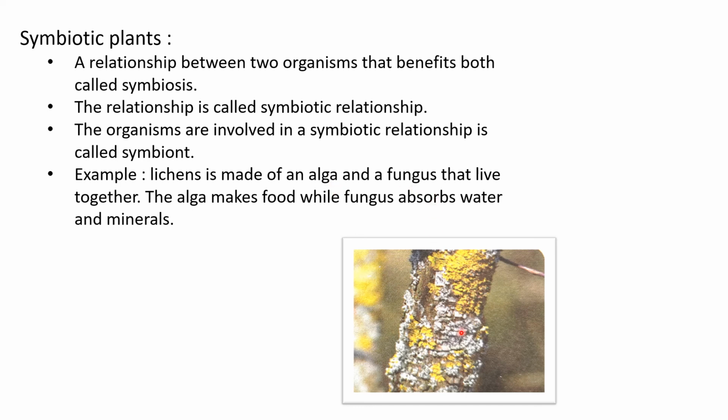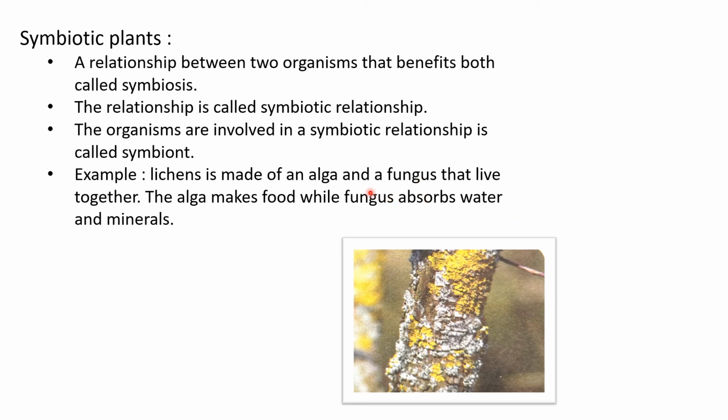So here is the lichen picture. Lichen is a symbiotic relationship where one alga and one fungus are present, and in algae we can see the chlorophyll. So they make the food. They can make their own food by the process of photosynthesis. That food they give to the fungus, while they cannot absorb water and minerals. That work is done by the fungus.